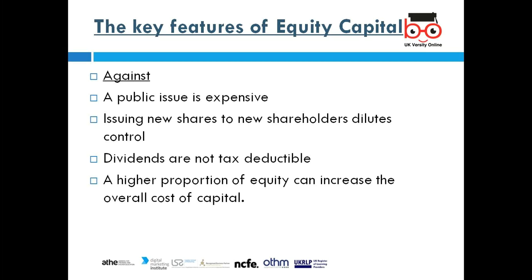If we are issuing more and more shares, it means the profit we have is now divided by the number of shares issued, so the dividend per shareholder drops. Dividends are not tax deductible.